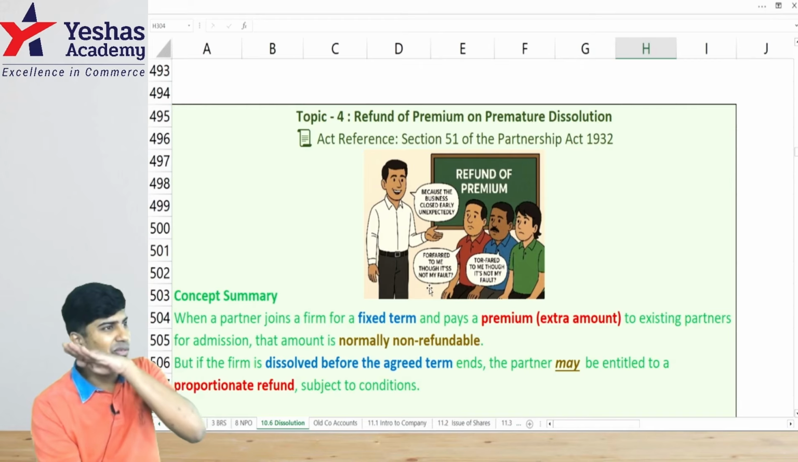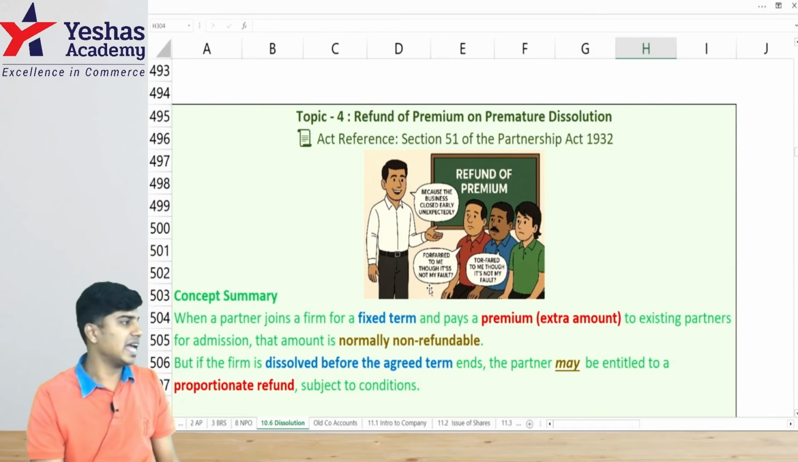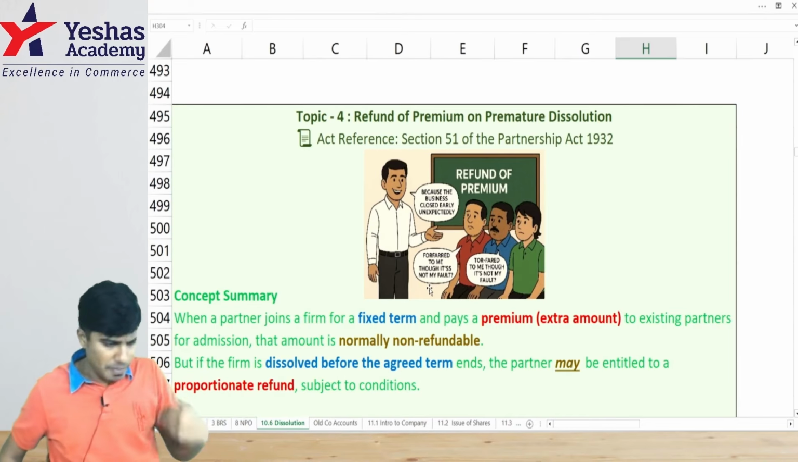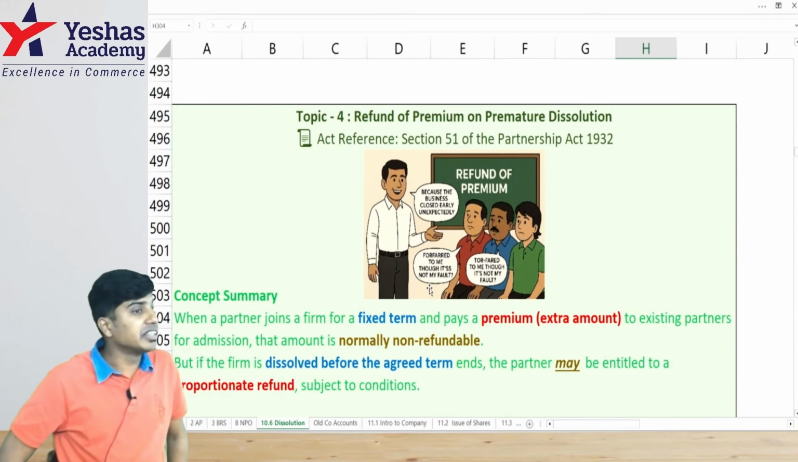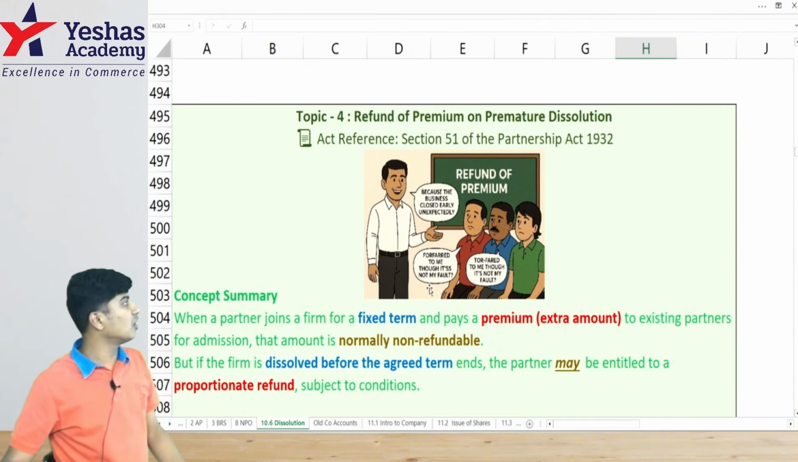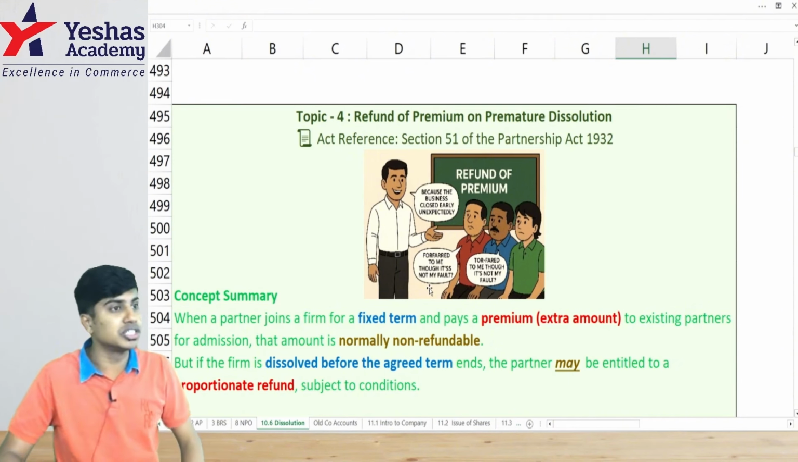After 3 years, you are winding up your firm. That's sad for me. I paid premium for 10 years; I would have paid only for 3 if you had told me this. I paid 10 lakh rupees assuming that the firm will stay for 10 years, as you promised. Now after 3 years, you are winding up the firm. I will say, give me back my money. I will ask, and the firm might have to pay sometimes. If the firm has to pay, that is called refund of premium on premature dissolution.